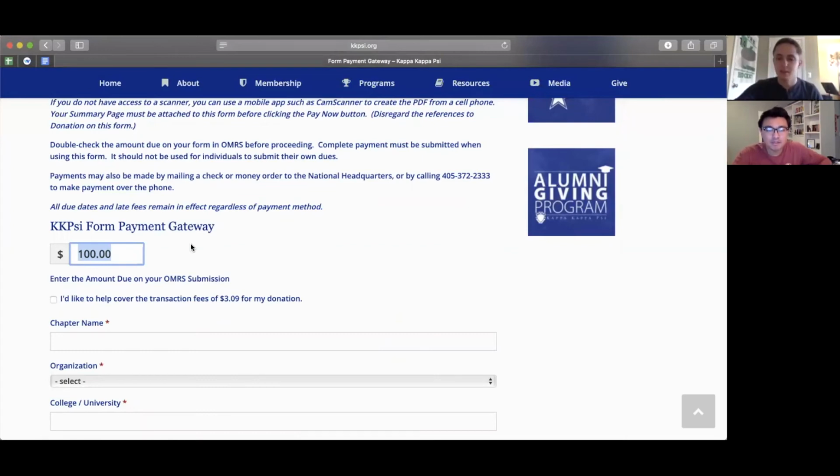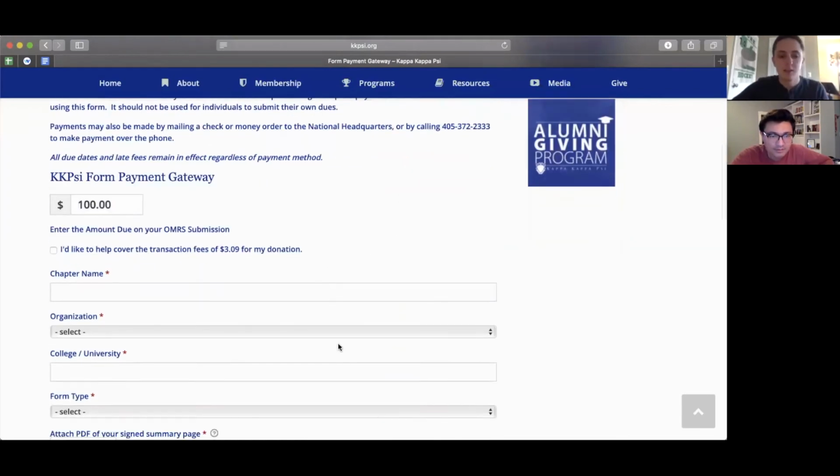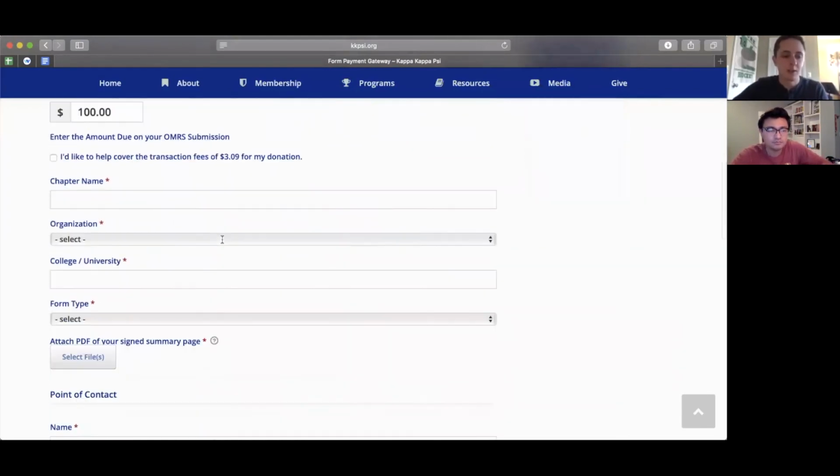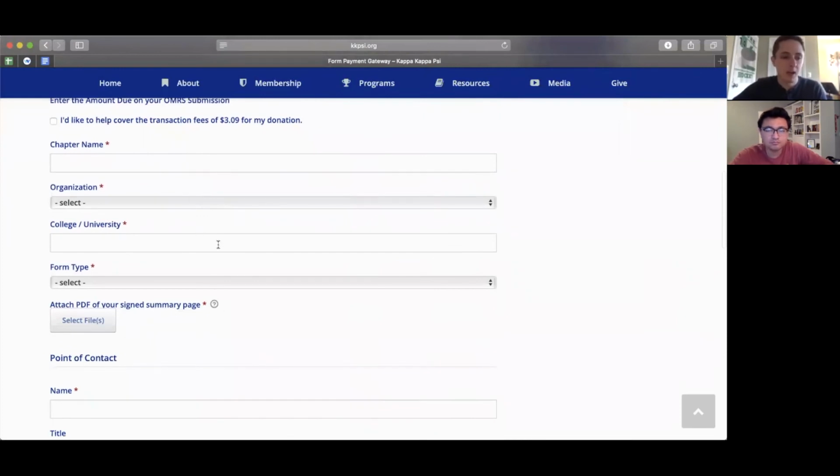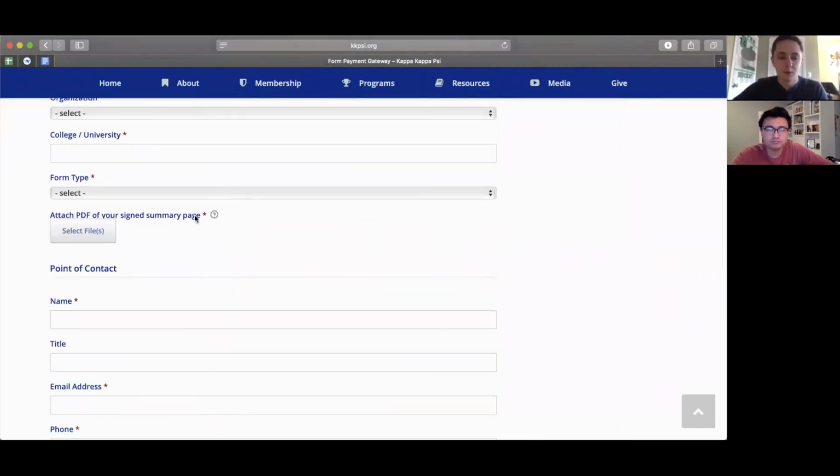Okay, so with that being said, can you show us the rest of the form and what that looks like? Yeah, so more information down here talking about filling out your chapter, your college, the type of form, and then here you have to attach a PDF of your signed summary page. So for paying initiate registration fees, you have to attach a PDF of your filled out initiate registration report to actually submit this payment.